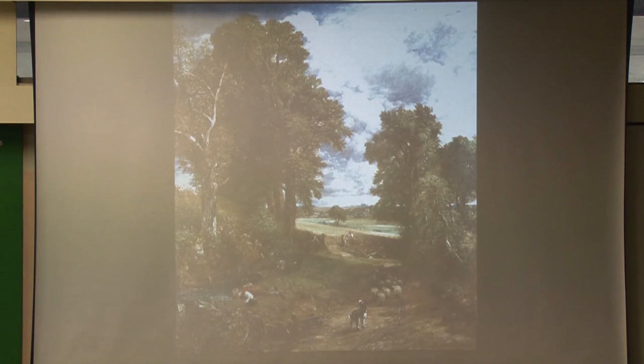So this creation of a very natural thing that just happened, but it didn't just happen. John Constable built structure, made each part of this work in a certain way. And that is what gives us the pleasure of being able to see something that just happened.